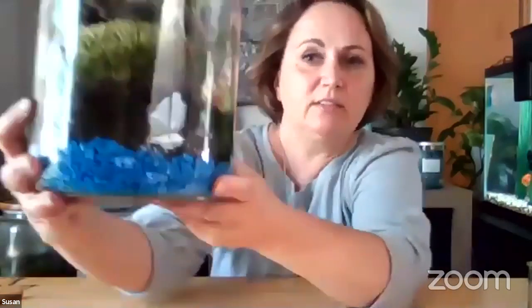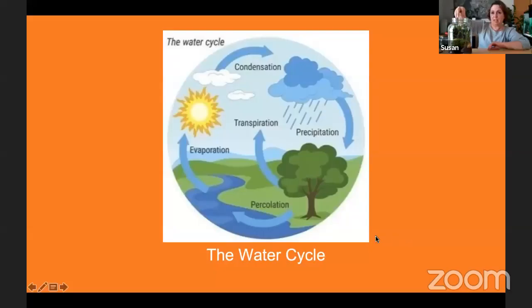And you don't want the water to be really higher than the gravel. It's kind of hard to see with the blue, but if you had bigger rocks, you can see the water in the spaces. So that was our rainfall, or our precipitation. And then when it got down to the soil, some of it was absorbed by the soil and some of it went down to the gravel, which is like going into the groundwater. So that process is called percolation or infiltration.